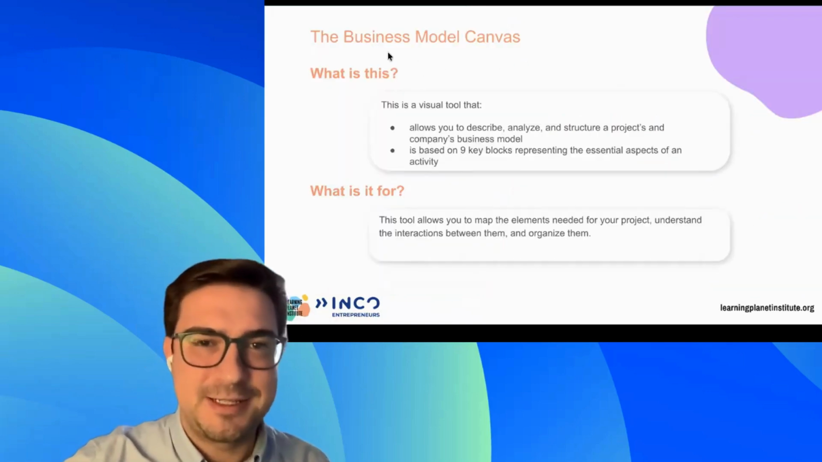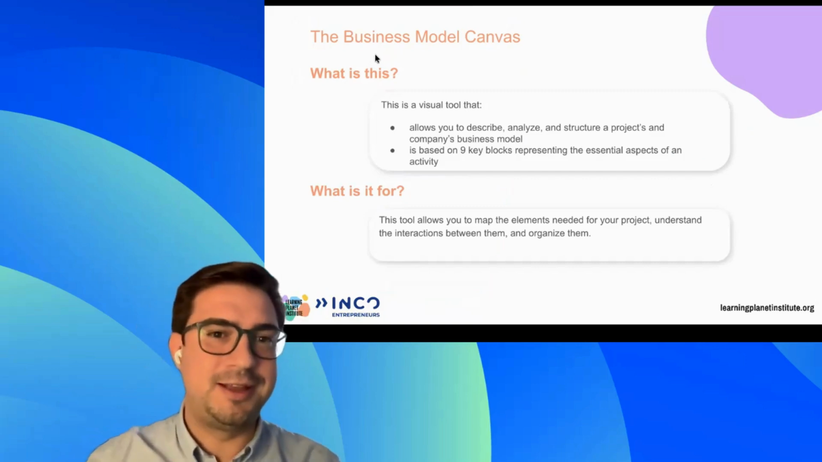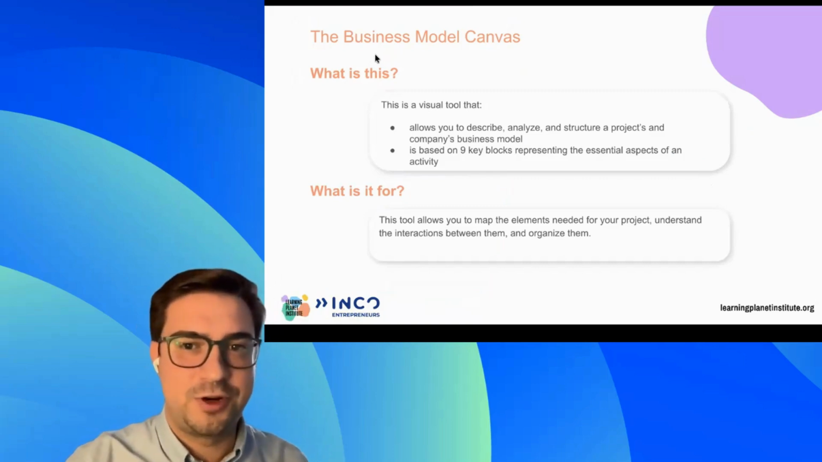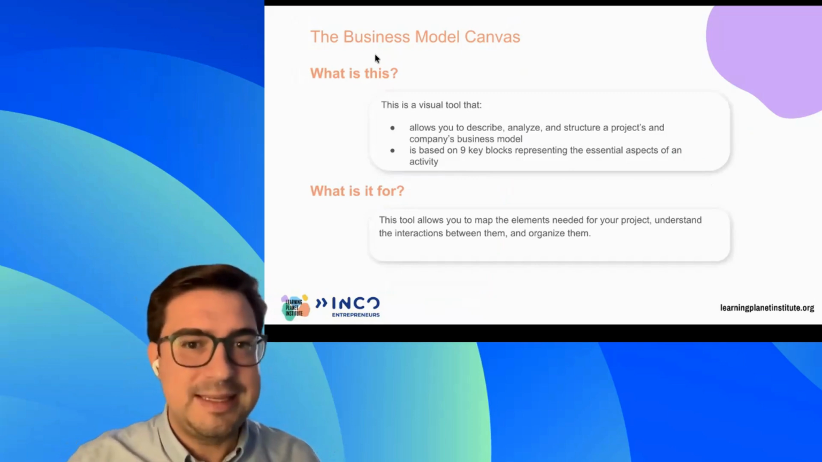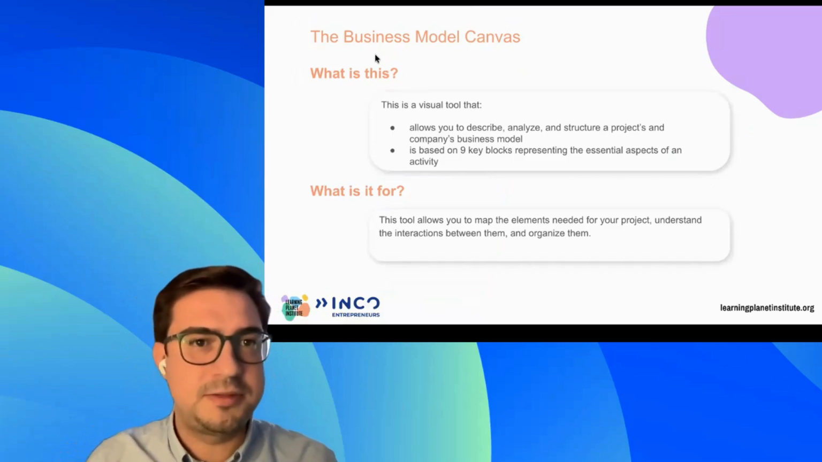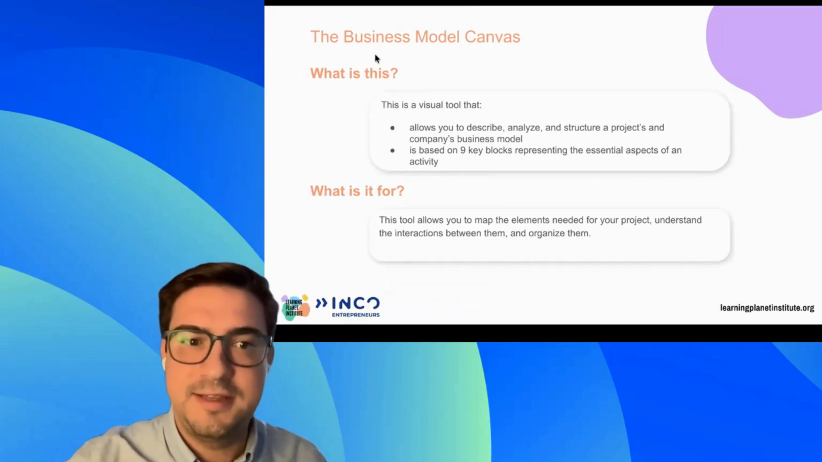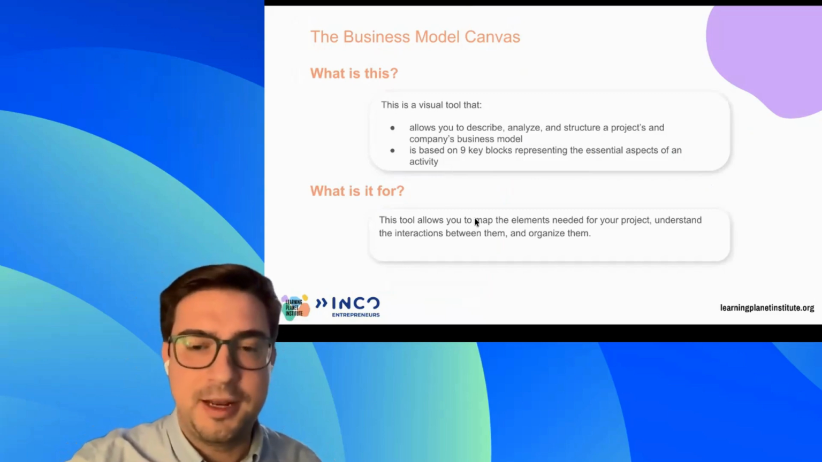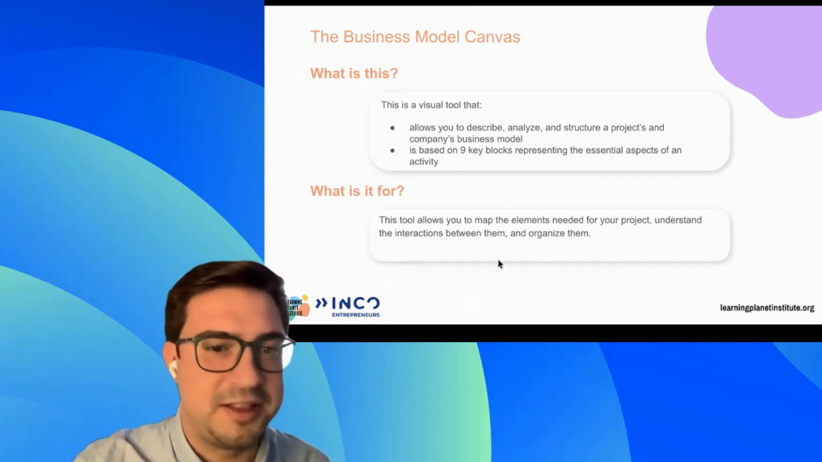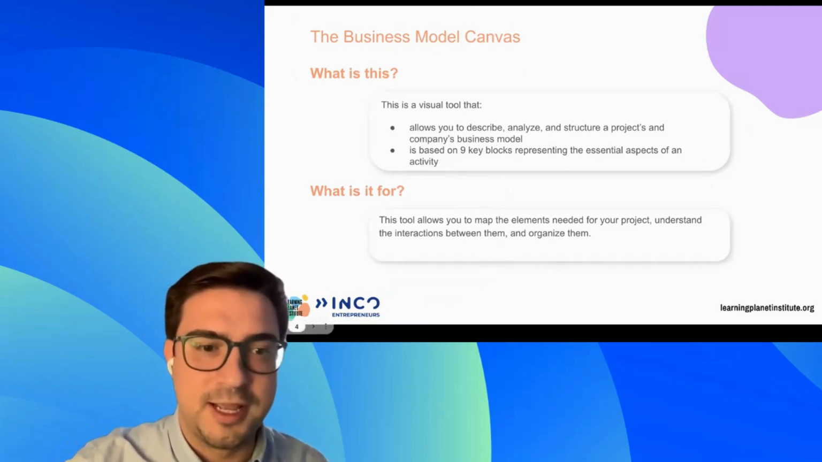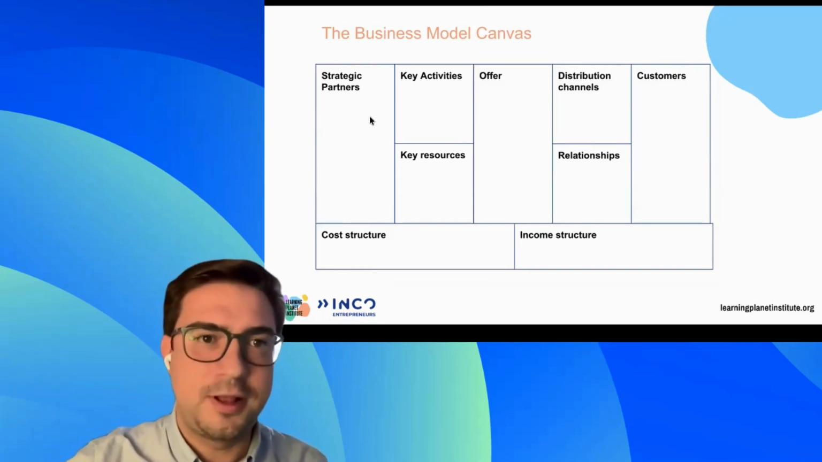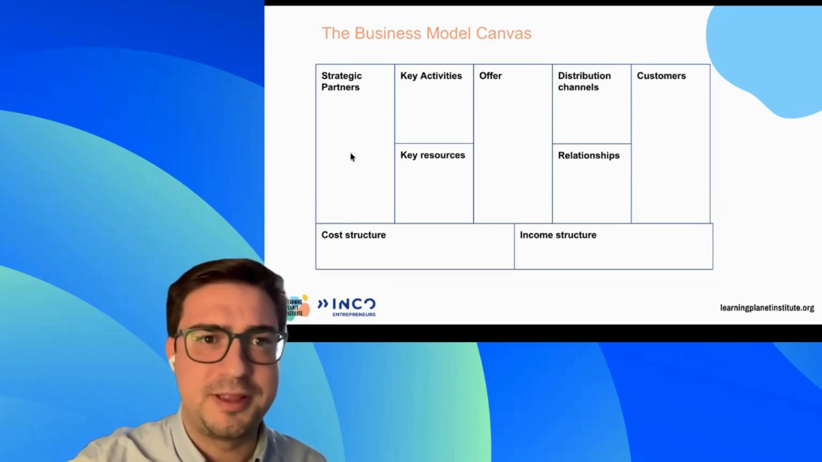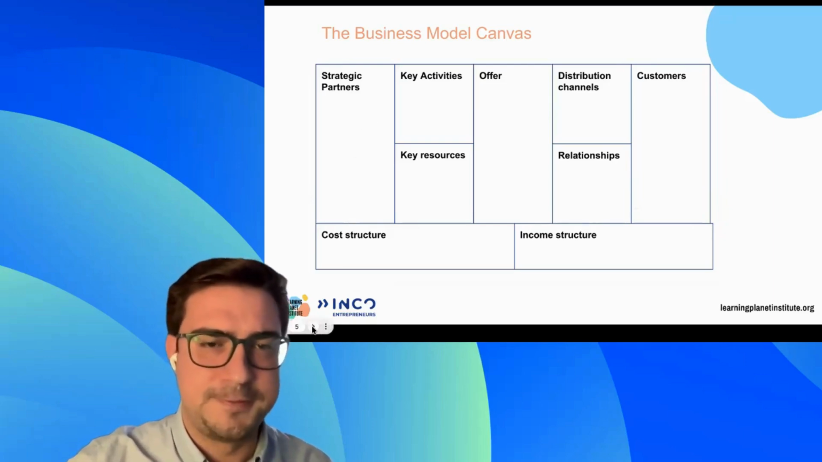The traditional business model canvas is a visual tool that allows you to describe, analyze, and structure a project or company's business model. It is based on 9 key building blocks representing all essential aspects of the activity, and it's used to map the elements needed for a project, to understand the interaction between them, and organize them in the best possible way. This is how the traditional business model canvas normally looks. You can find it online with various terminologies, but nevertheless it serves the same purpose.